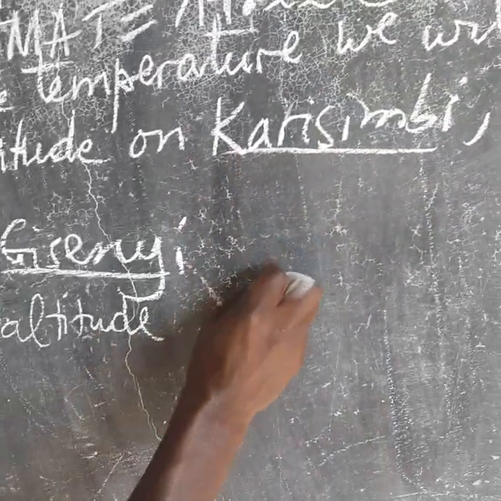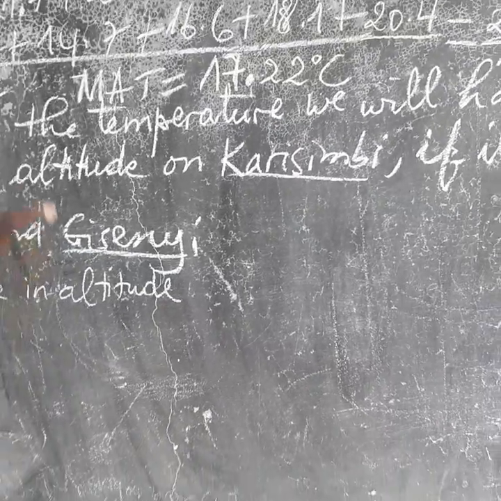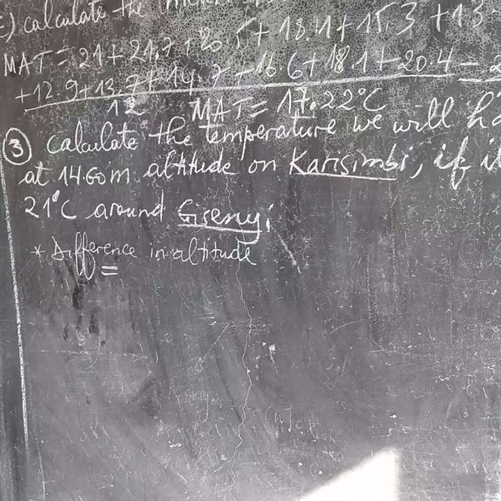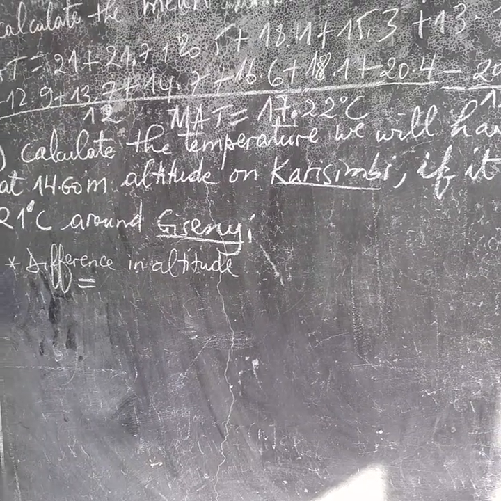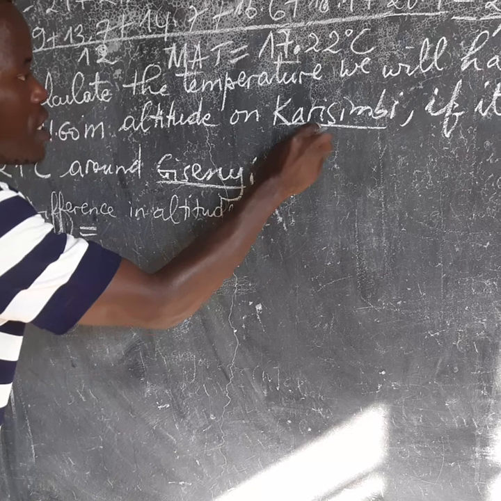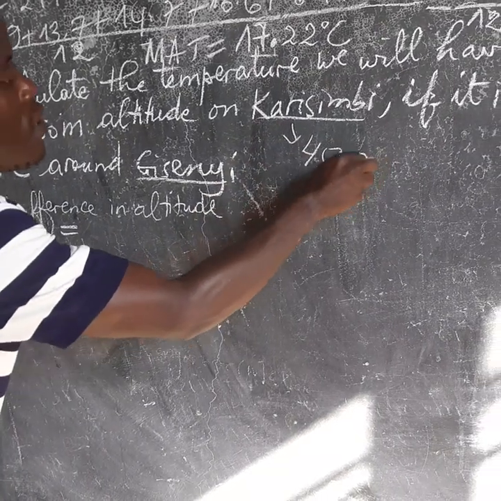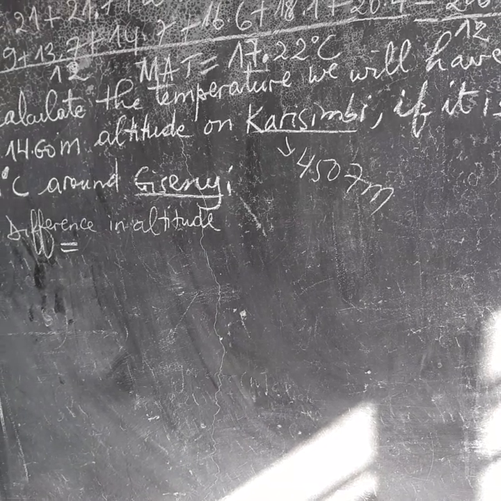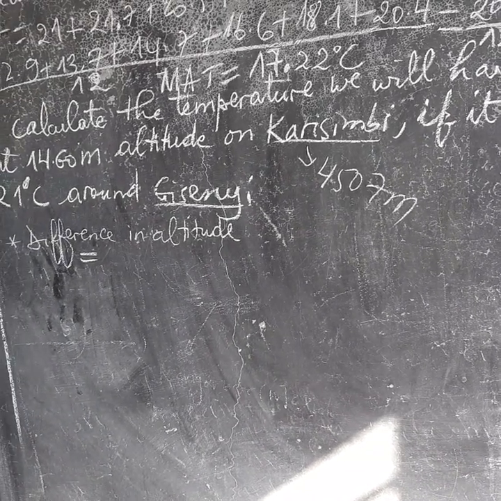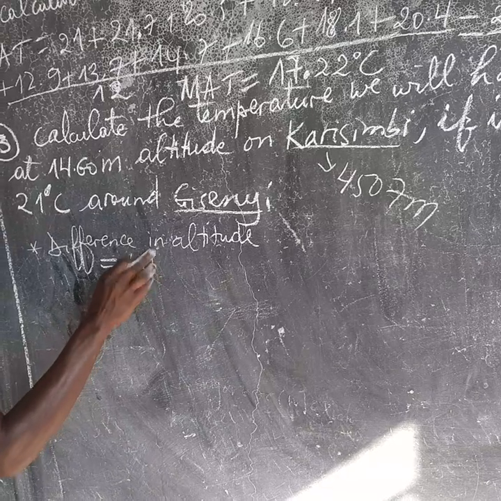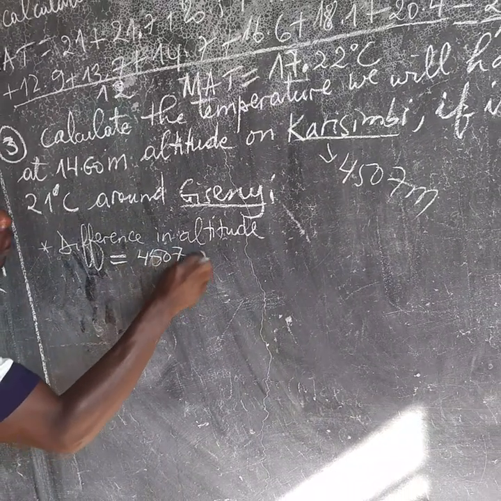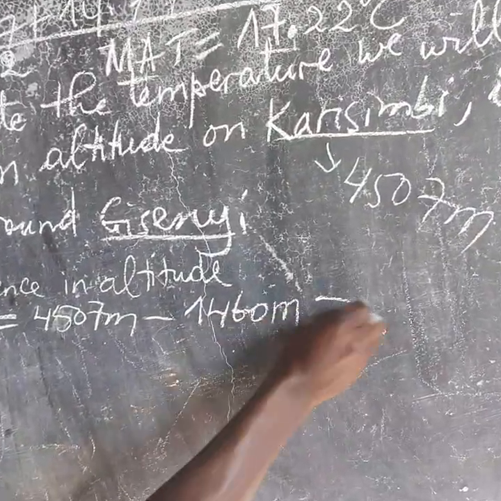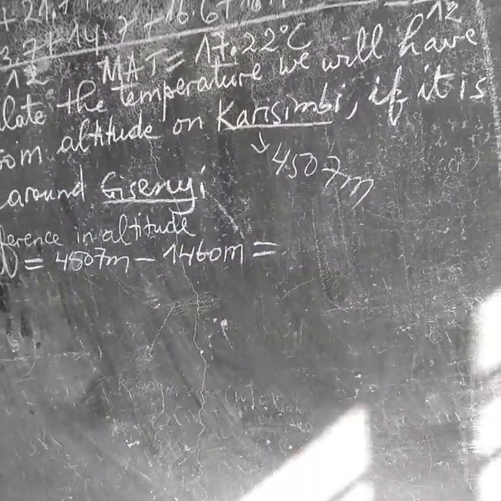So Gisenyi, they have told us that it is located at 1460 meter of altitude. And we know that Karisimbi is at 4,507 meter of altitude. It is known by everyone. You know the altitude of Karisimbi. So meaning that we shall take 4,507 meter of Karisimbi minus 1,460 meter of Gisenyi. And then we get the answer.